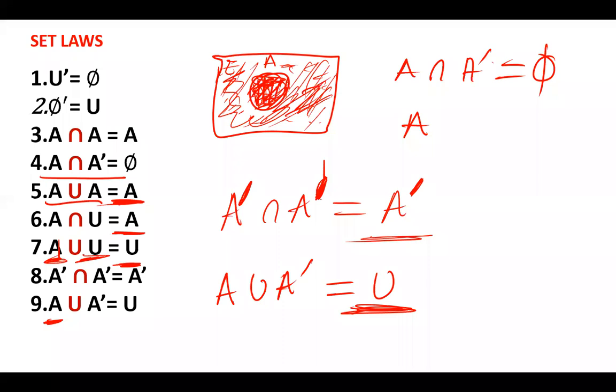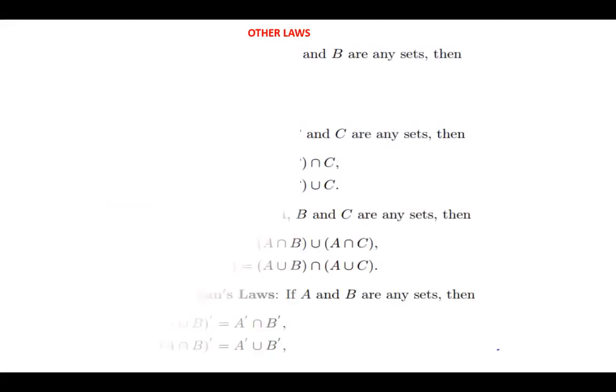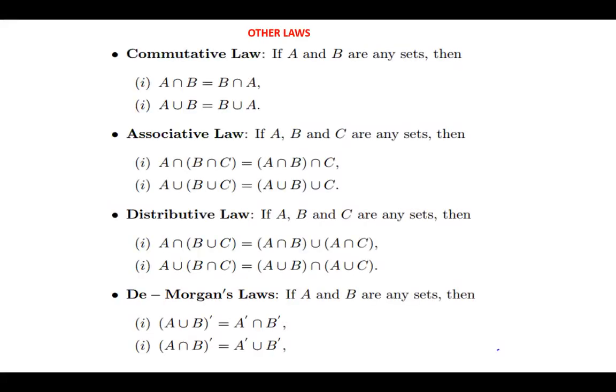All right, so let's quickly move on and see these other laws on sets in the last 3 minutes that we have. So we have what is called the commutative law. The commutative law only deals with the arrangement of letters in the operation. So when we say A intersection B, if A intersection B is equal to B intersection A, it means that the operation intersection obeys the commutative law.